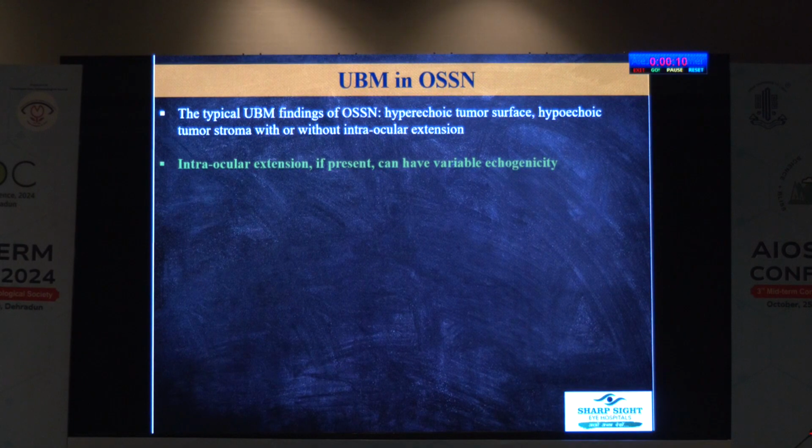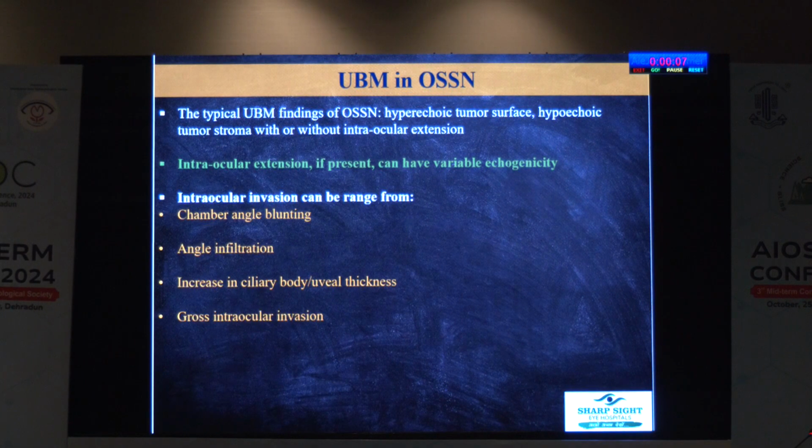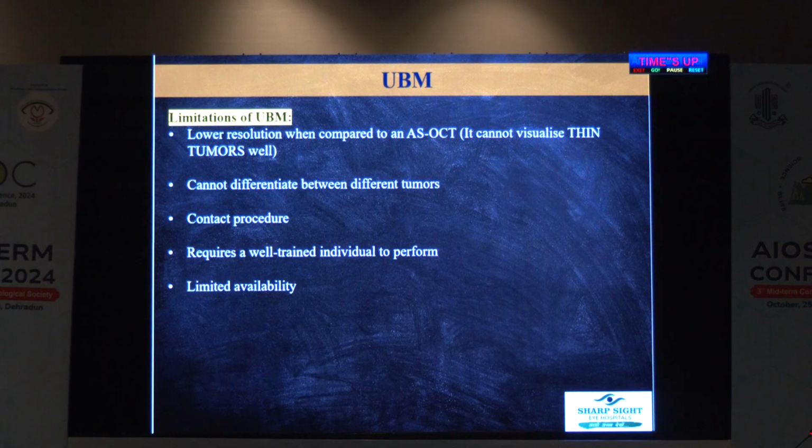So there are characteristic UBM findings. We'll not go into the details. If there is intraocular invasion, then what should you look for? Anterior chamber angle blunting would be the first sign. There could be frank angle infiltration. There could be an increase in the thickness of the ciliary body or the entire uvea in that region. There could be gross intraocular invasion.